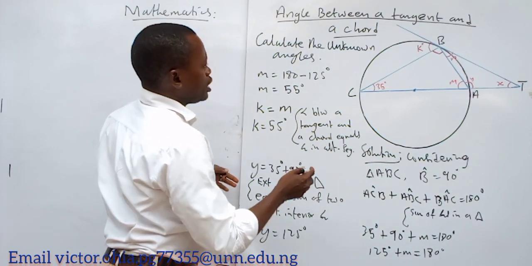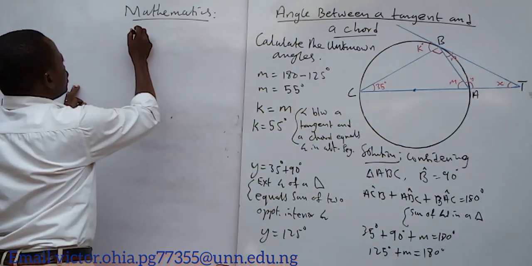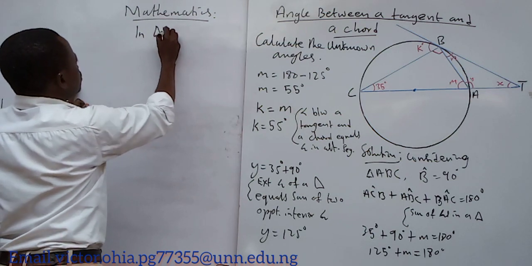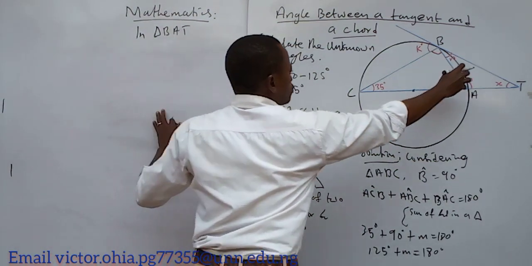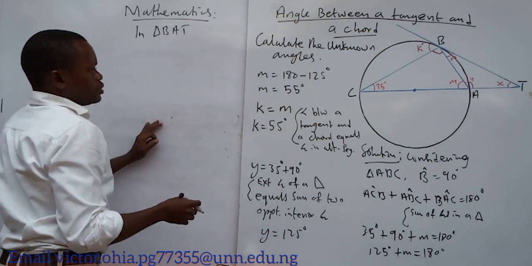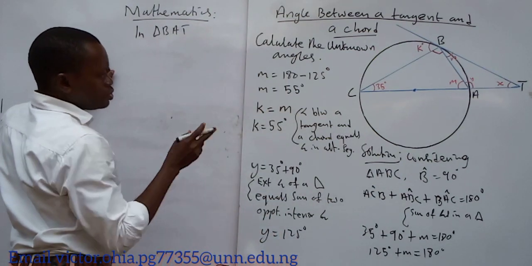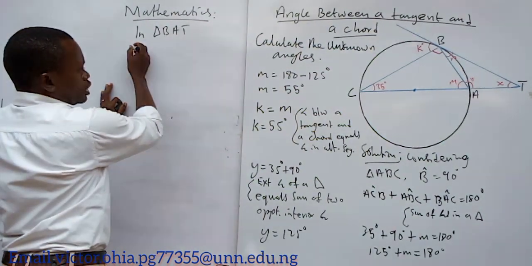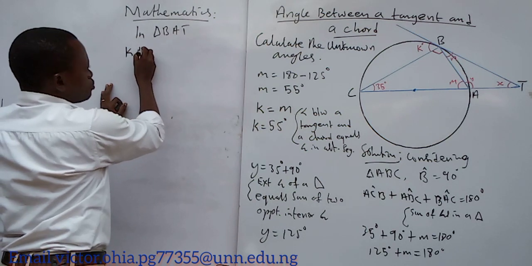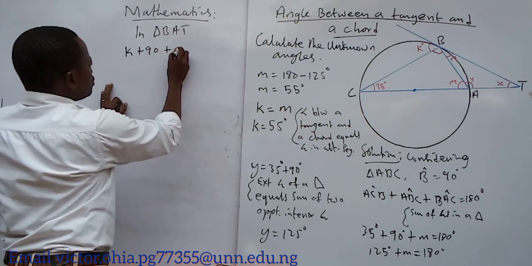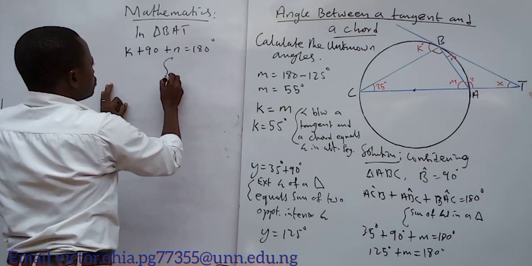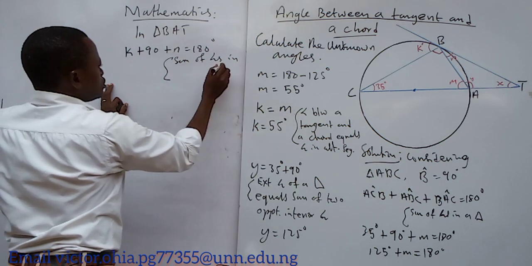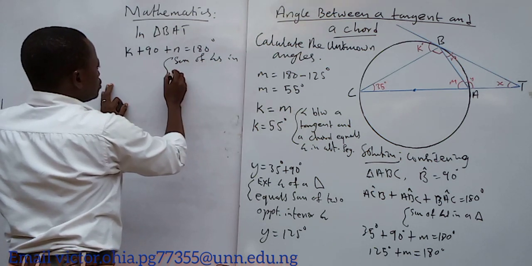Okay. Now I am entering into a triangle BAT. That is this one now. This triangle outside. In triangle BAT, now we know what y is. But we don't know n, we don't know x. You can also see that k plus 90 plus n equals to 180 degrees. How? Sum of angles in a straight line. Okay.